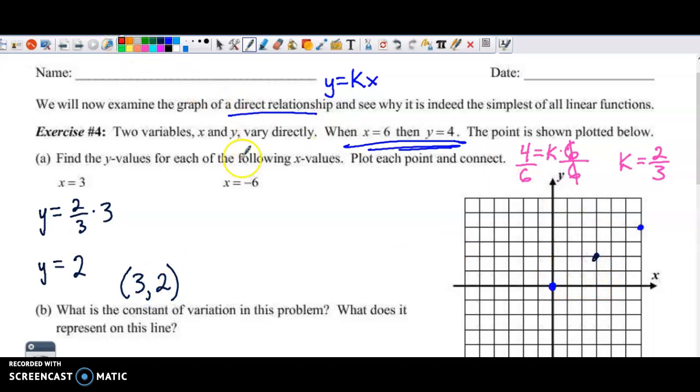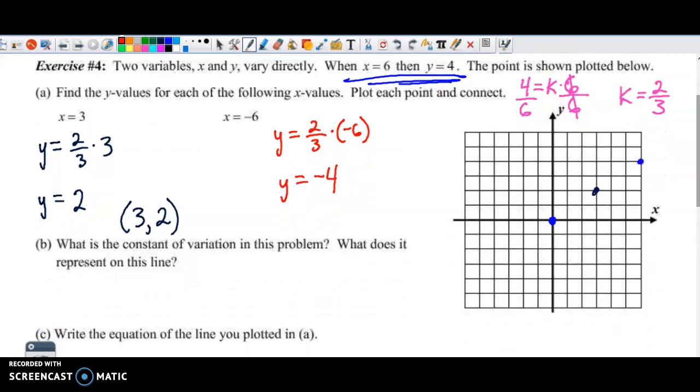And then I could do the same work using -6 for x. So y equals 2/3 times -6. And remember, you multiply the whole number into the numerator and then divide by the denominator. So it would be -12 divided by 3 would give you -4. And -6, -4. And I started to draw the line earlier in this color, so I'll go ahead and do that this way as well. And we can answer these questions, I think, pretty well.